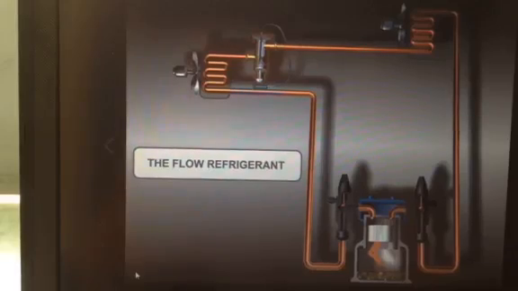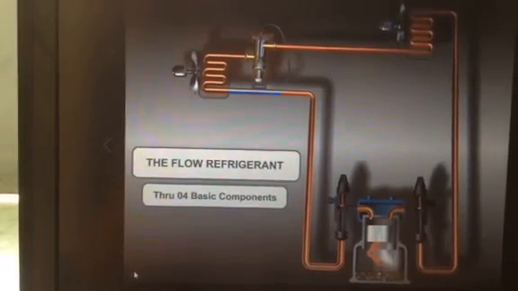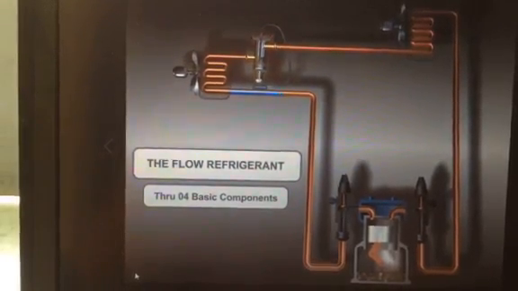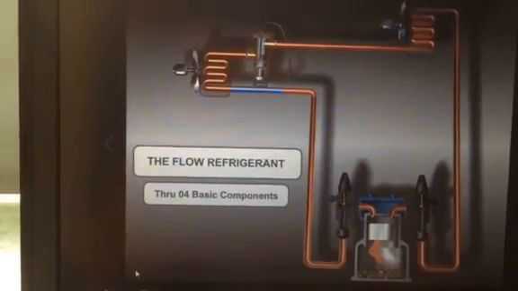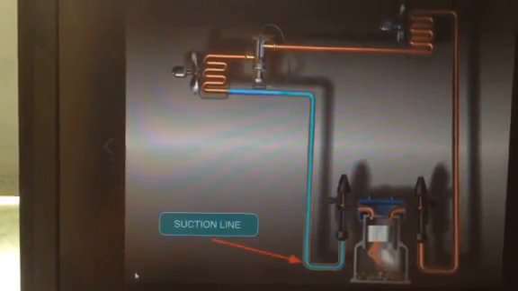The flow of refrigerant through its four basic components. Let's start to learn the flow of refrigerant in a refrigeration system. The starting point of this explanation is at the suction line.